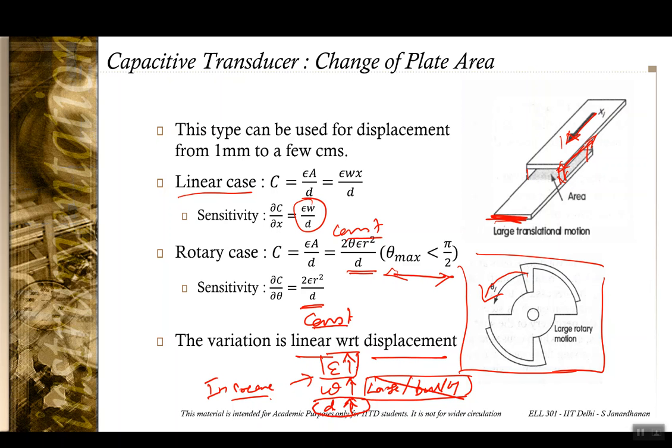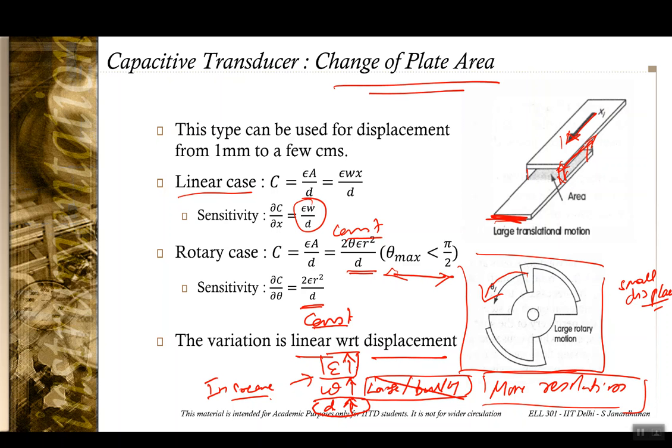Okay, so it appears that if you want to have more resolution, so if I want to measure small displacements, the change in plate area is not a really good option for this. For larger displacement, it is okay. For larger displacement from 1 mm to a few centimeters, you can use this. But for smaller displacement, probably you have to go for some other method.